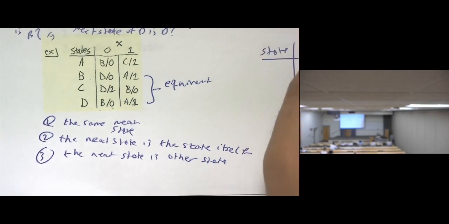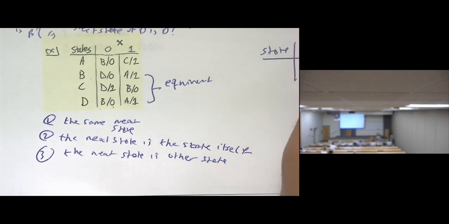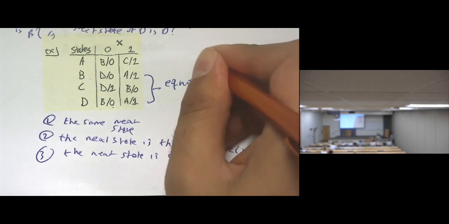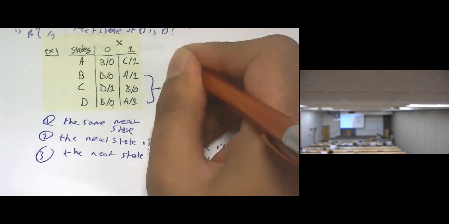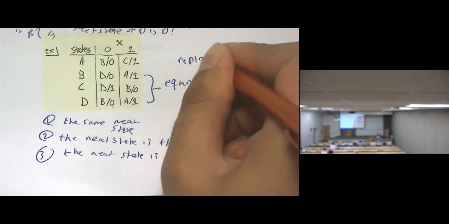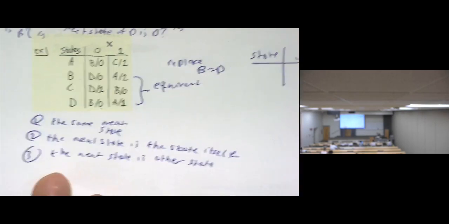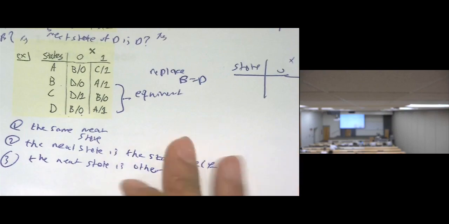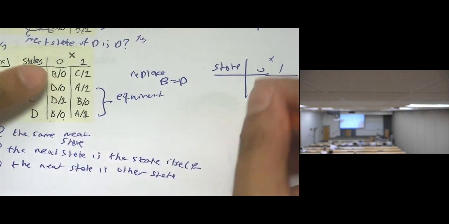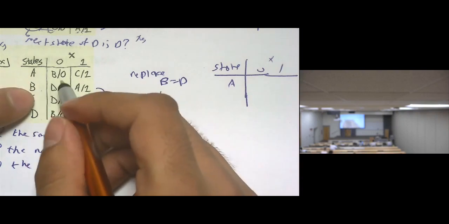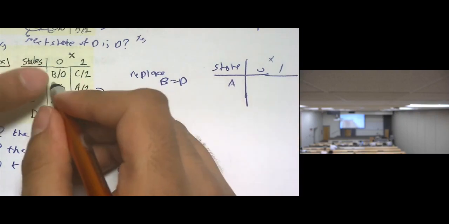States. Here is x0. Let's replace. Now I want to remove B and I want to keep D. So replace B equal to D. I want to remove B. You are free. You can replace any states, but I just want to do this to see. So here is state A. Don't put any B. For every B, make D.